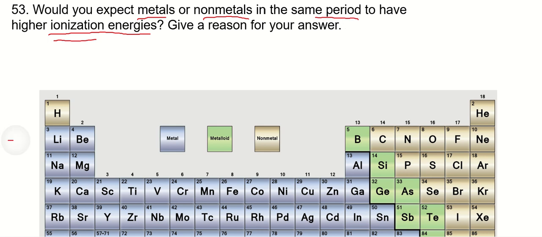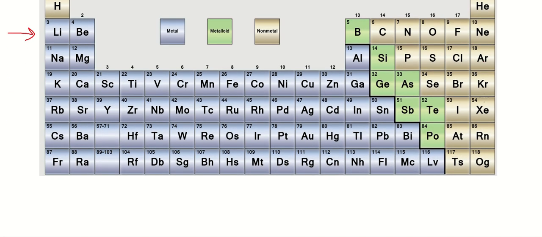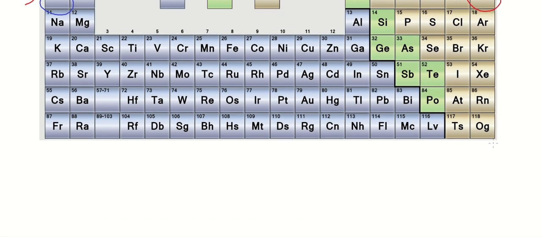Let's just take a look at period 2. That means the second row. And we're going to do that because they're just easier to draw. They have fewer electrons. So let's take the extreme case here with lithium versus neon. And so we can explain why this is the case.